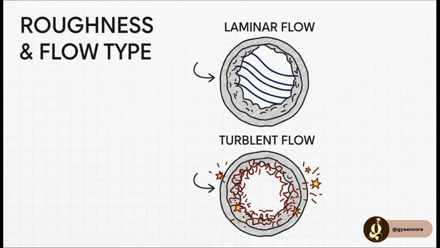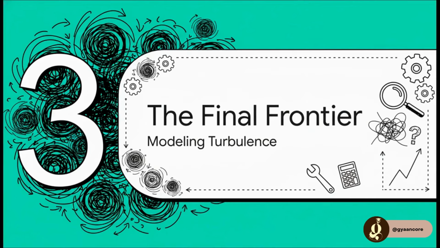But check this out. This is also why golf balls have dimples. Those little dimples actually force the air into a thin, turbulent layer right around the ball, which weirdly enough reduces the total drag and lets the ball fly way farther. It's a perfect example of using controlled chaos to your advantage. All of this incredible complexity is why turbulence is still one of the great unsolved problems in classical physics. So how do engineers and scientists even begin to deal with it?